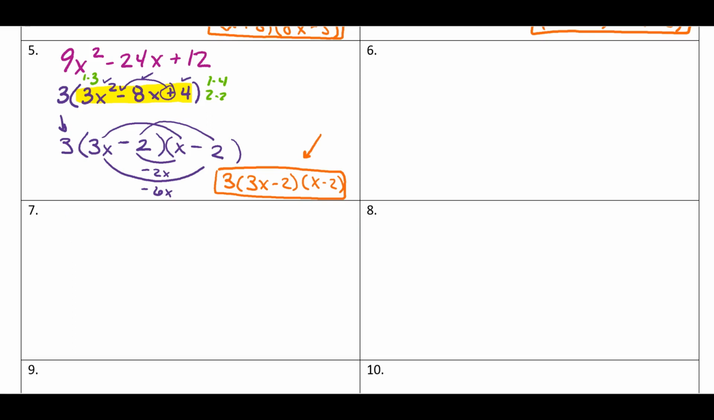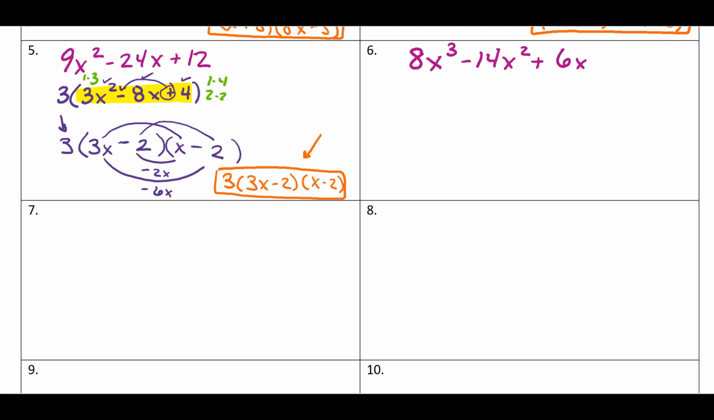All right, so number 6. We're going to have 8x cubed minus 14x squared plus 6x. Now, right off the bat, you're probably thinking, wait a second. You said we were only factoring quadratics and trinomials. Well, this is a trinomial, but it's not a quadratic.